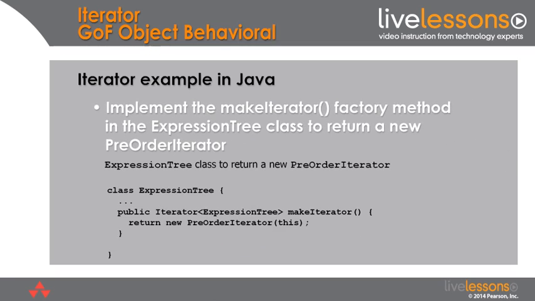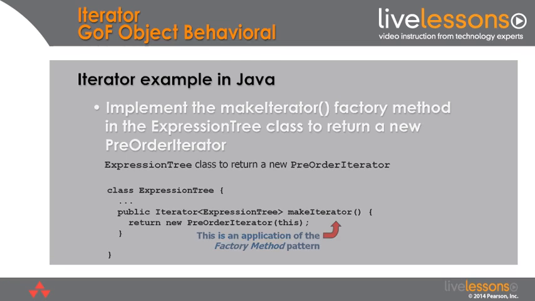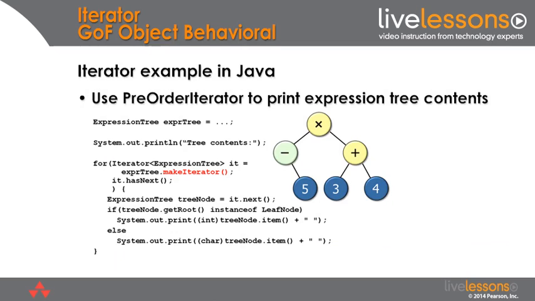This is an example of how we create an iterator. We implement a makeIterator factory method and put it in the expression tree class and use it to return a new pre-order iterator. As you can see here, when makeIterator is called, it goes ahead and creates a new pre-order iterator, giving itself as the parameter. The pre-order iterator constructor will know to push that particular expression tree item onto the stack. This is an example of the factory method pattern. We're actually going to see our expression tree processing app does a little variation of this, but this will give you an idea to get started with at this point. Here's how we could actually use pre-order iterator to print the contents of an expression tree in pre-order.